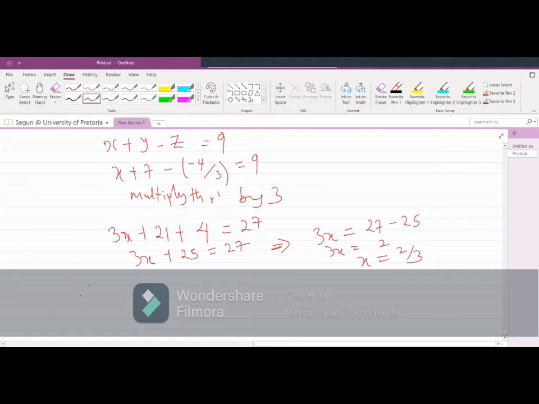So therefore, our final solution is x is equal to 2 over 3, y is equal to 7, and z is equal to minus 4 over 3. Any question?